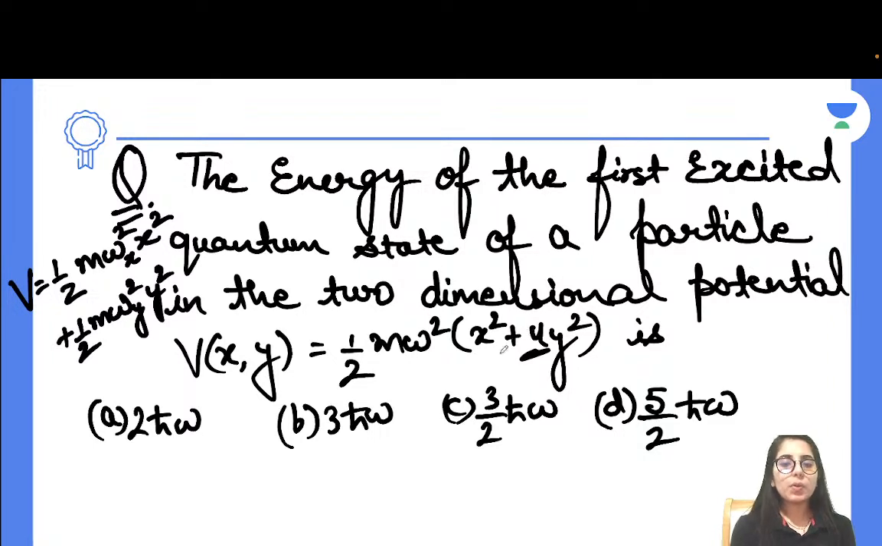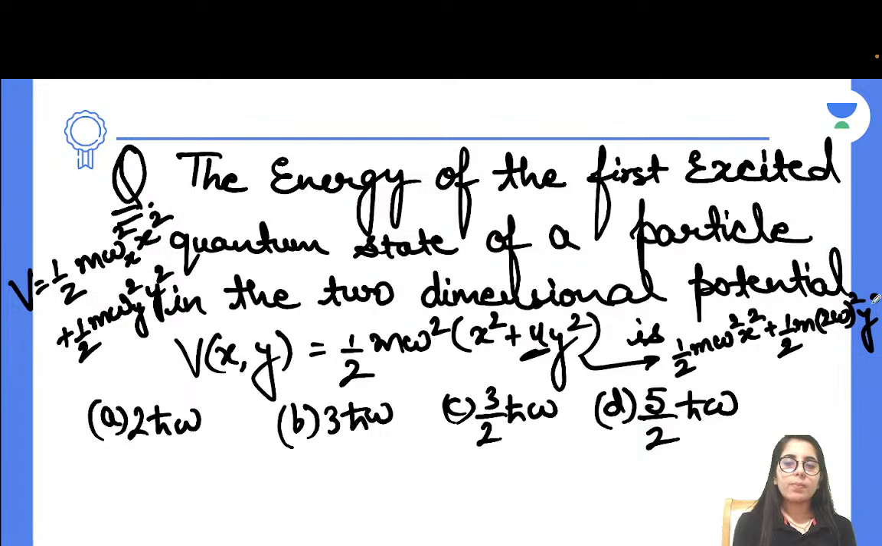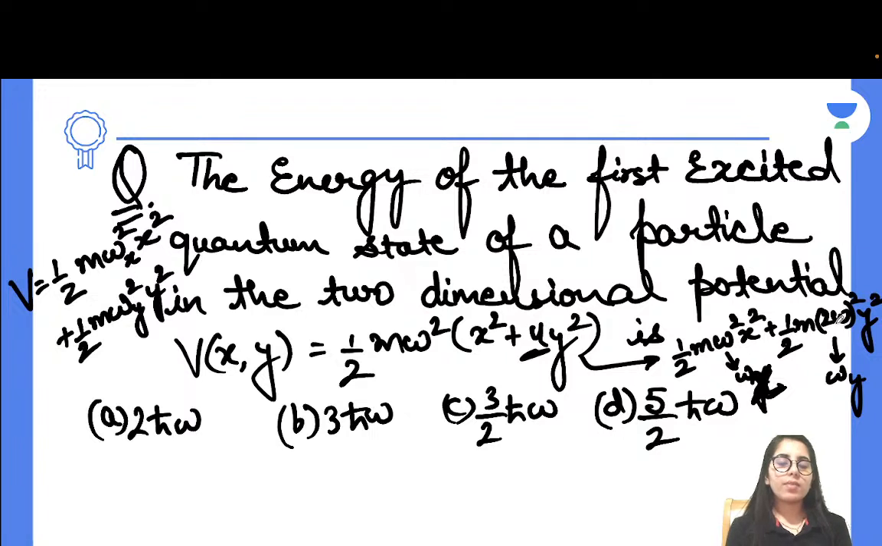So what we will do, can I write it this way? I'm just going to show you here on the side. Half m omega square x square plus half m 2 omega square y square, right? In that case, what will happen? This is omega x and this is omega y. Oh, sorry, omega x, and the second one is omega y. So what is the omega y value we have? That is 2 omega, right?